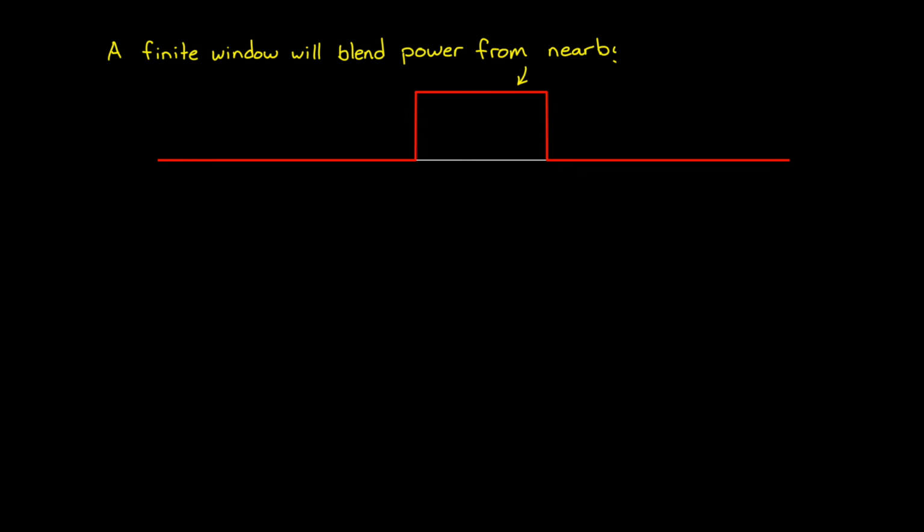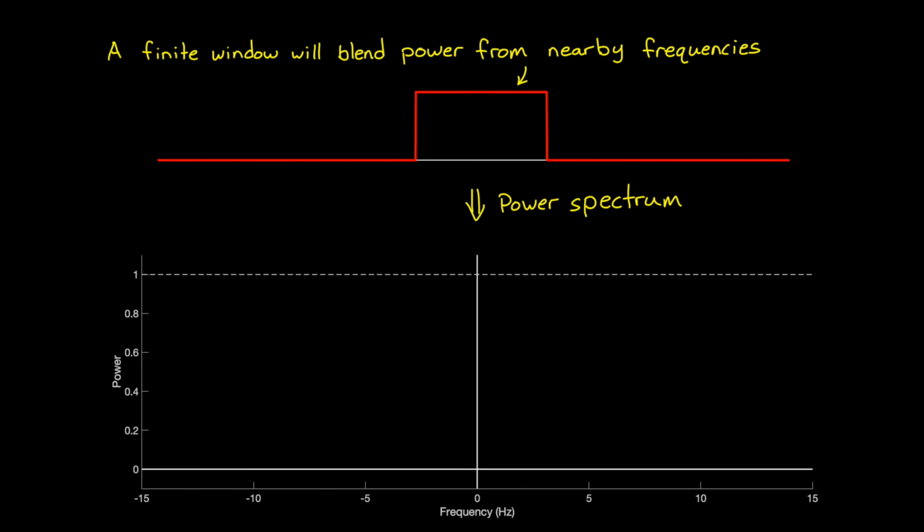A finite length window will necessarily blend the power of nearby frequencies together, like we saw, and we can see how this blending occurs by looking at the power spectrum of the window itself. For a rectangular window of length 128 and sampled at 1000 Hertz, this is its power spectrum. And I've shifted the negative frequencies to be over on the left so that we get a better sense of what this curve looks like.